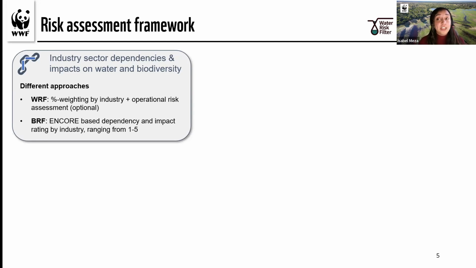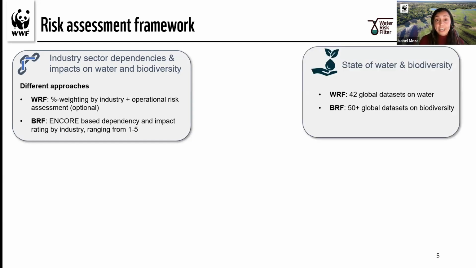The first part is that different corporate activities impact biodiversity and water resources and depend on ecosystem services to different degrees. That's why the water risk filter and the biodiversity risk filter need to know the industry of the sites and apply different weightings. The water risk filter does it using a percentage, and the biodiversity risk filter is aligned mainly with ENCORE. The other part we need to know is the state of water and biodiversity. It's necessary to know and assess the different aspects and challenges of water and biodiversity across the globe.